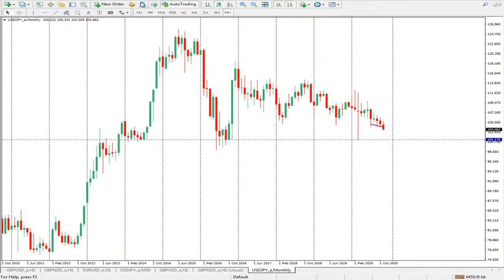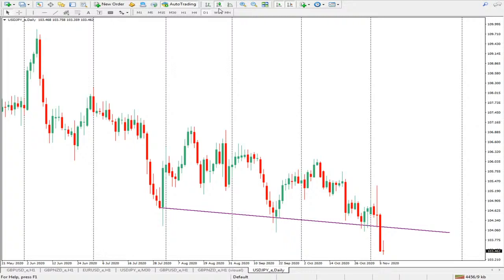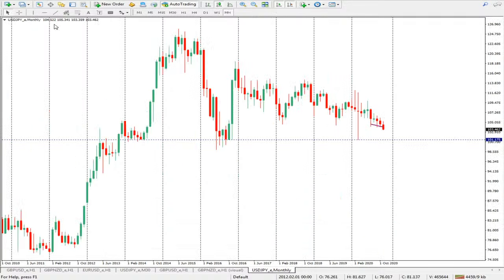So this, according to the daily, is a sell. Monthly, we also have a good sell because the price is below a significant support here. So we do have some very good support here, which was broken. So far, the price is still bearish.